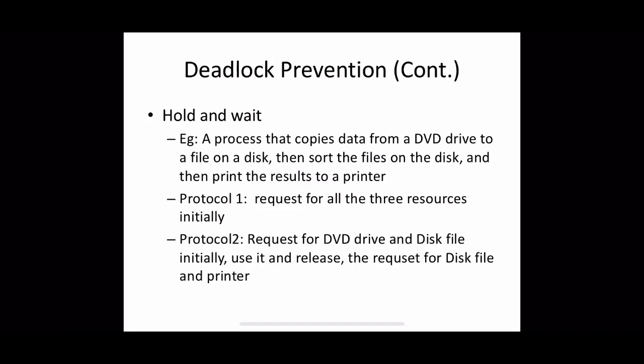Whereas if we are using the second protocol, initially we require only the DVD drive and disk file. So the process will copy the contents from the DVD drive into the disk file by requesting these two resources first, and after that it will release both resources, the DVD drive and disk file. Again it will request the disk file and printer. This is how it proceeds in the case of protocol 2.